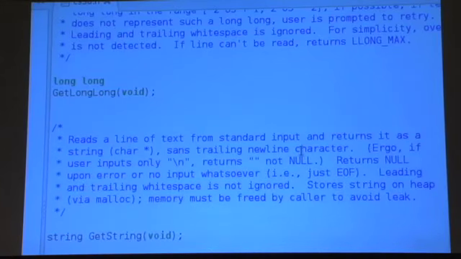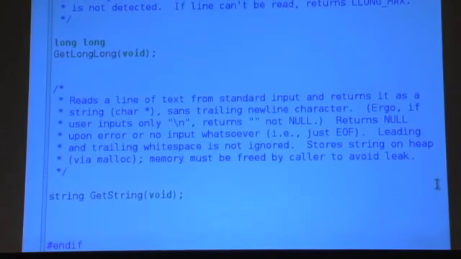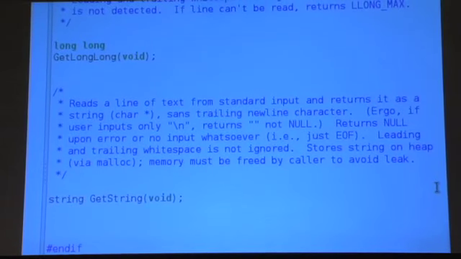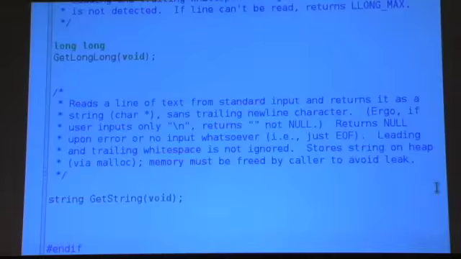But if I scroll now down to the documentation for getString, we've pretty much been taking for granted how it works. But let's actually read CS50's official documentation. It says the getString function reads a line of text from standard input. Standard input just generally means the keyboard, the user, and returns it as a string, otherwise known as char star, sans trailing new line character.